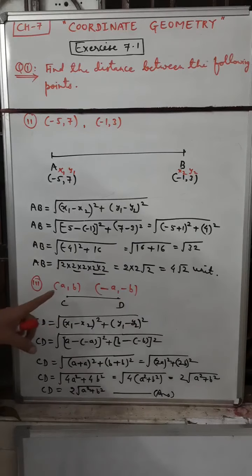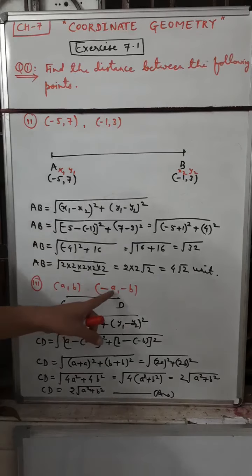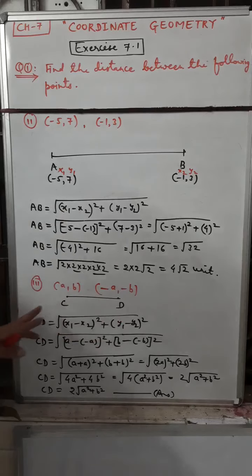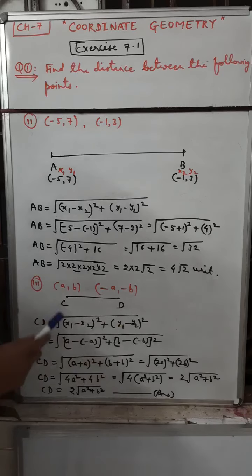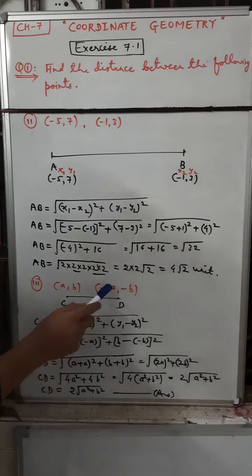Now the third option is a comma b, minus a comma minus b. So you can take 2 points C and D, and again we will use the formula x1 minus x2 whole square plus y1 minus y2 whole square. So x1 here is minus a, since the minus is situated in the coordinate of x, and x2 is also minus a.